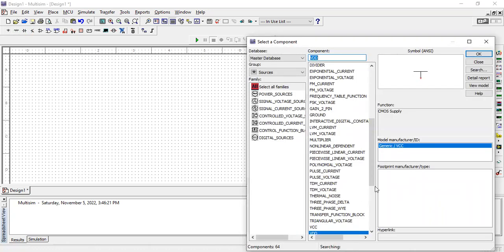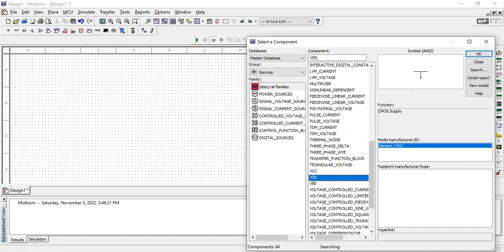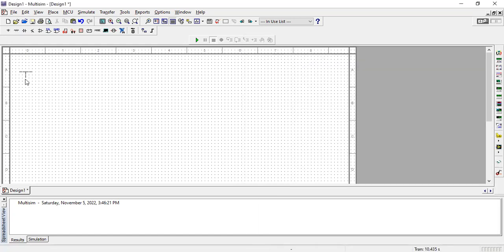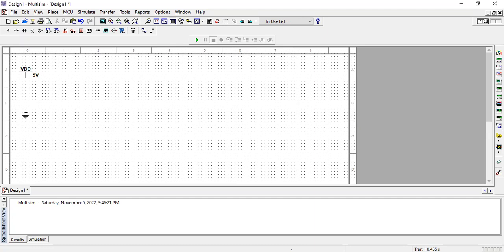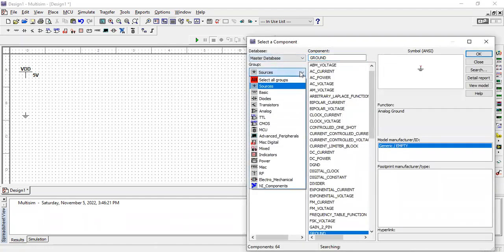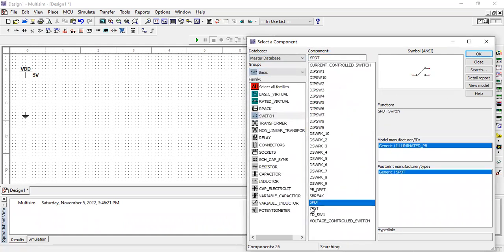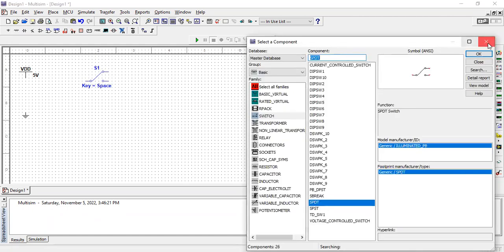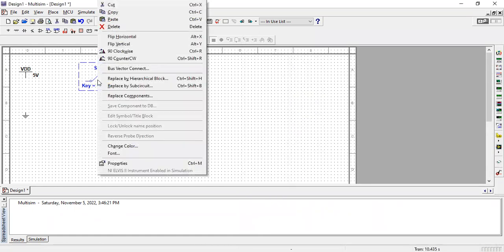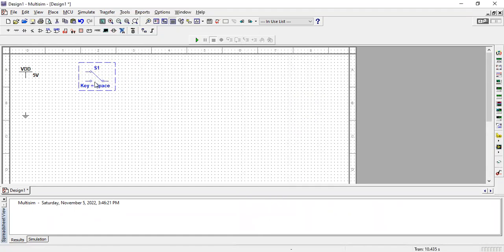You can see that VDD. Next, I need a ground voltage because of zero logic. Next, I need two switches. You can see that I need two SPDT switches. And the most important thing is that we need to flip these switches. I need two switches, that's why I'm going to copy it.